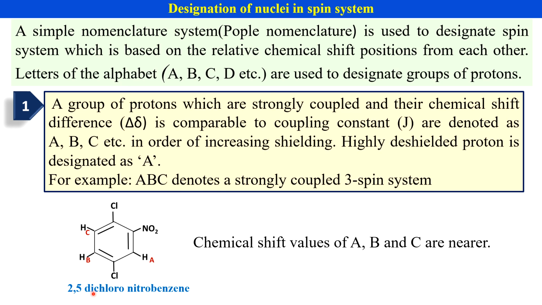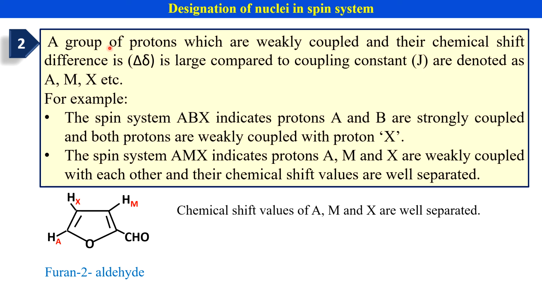For example, 2,5-dichloronitrobenzene. In that case, there are 3 sets of protons, A, B, and C. That A proton is highly deshielded, therefore it is designated as A, then B, and then C. And the chemical shift values of these 3 types of protons are near, therefore they are designated as A, B, C, etc.